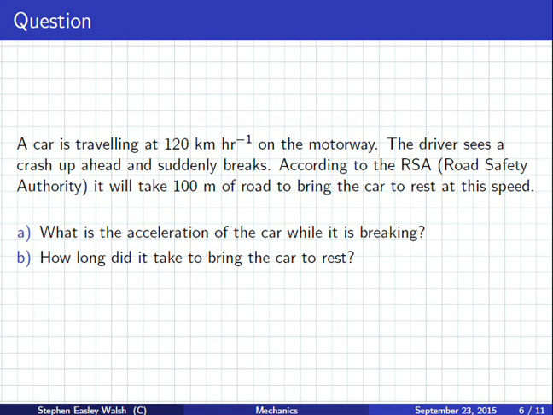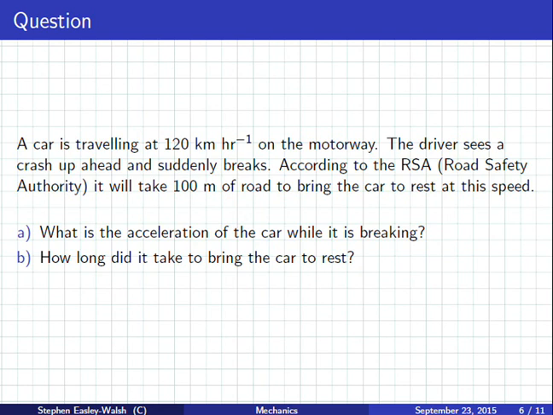Okay, so a car is travelling 120 kilometers per hour on the motorway. The driver sees a crash up ahead and suddenly brakes. All I want you to do after reading this is tell me the U, V, A, T, S. And if you don't know what it is, then we don't know. So do we know the U?